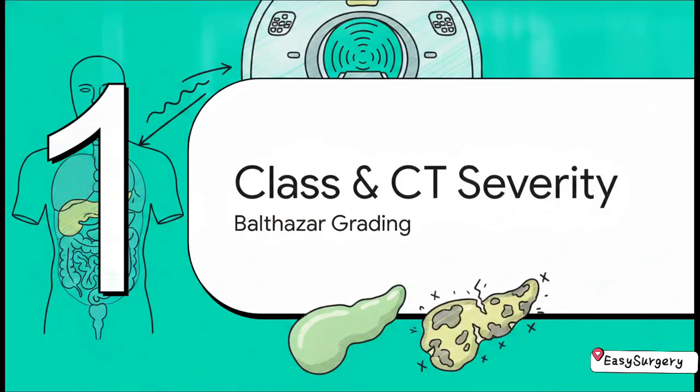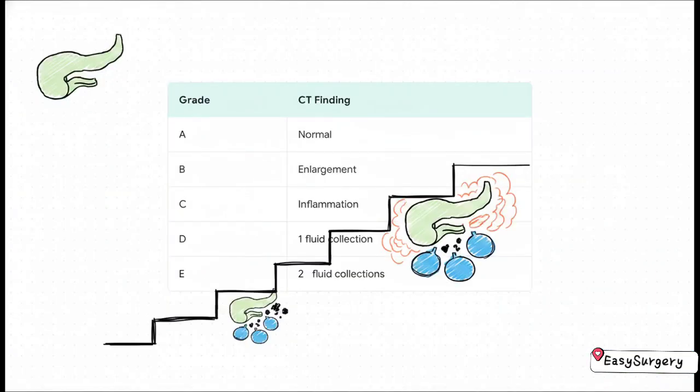Section 1. Classification and CT severity. Okay, so the Balthazar morphological grades basically represent a visual staircase of inflammation. We start at the top with a totally normal grade A pancreas. Simple enough, right? But as we move down, the severity scales up.